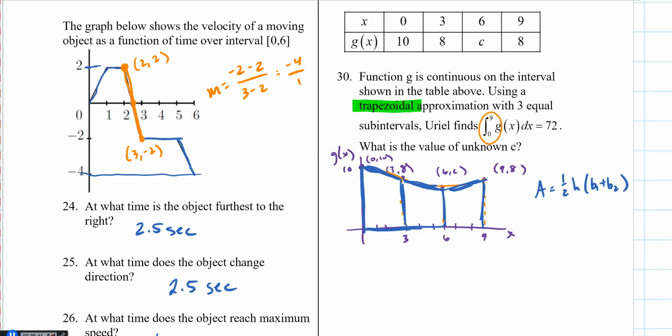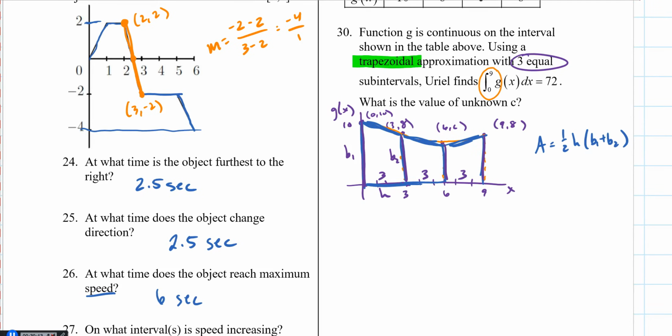So if we turn it on its side, these are my base 1 and my base 2, and this is the height. Well, the good news is the height's always the same because it wanted 3 equal intervals. So each of those intervals is 0 to 3, 3 to 6, 6 to 9. So each interval is 3. So each trapezoid has a height of 3. And then the bases are the lengths of the y values. So all I need to do is find the area of each of those trapezoids and add them together.